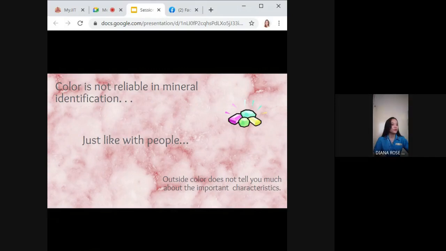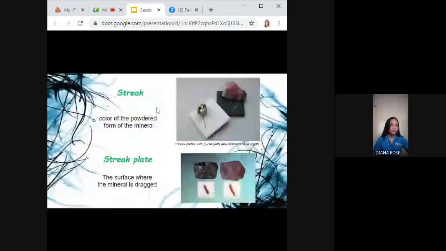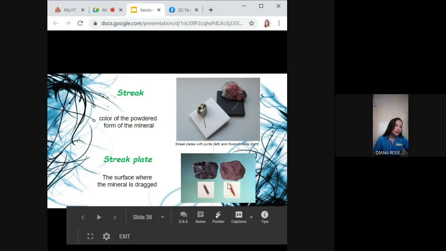And now let's move to streak. The streak of a mineral is the color of the powder produced when it is dragged across an unweathered surface. Streak can be useful for identifying metallic and earthy minerals. Non-metallic minerals usually give a white streak like this one, because they are very light in color. Other minerals may have a very distinctive streak. Take a look at this as an example. This is hematite. Hematite always gives a reddish brown streak no matter what type of appearance it displays.